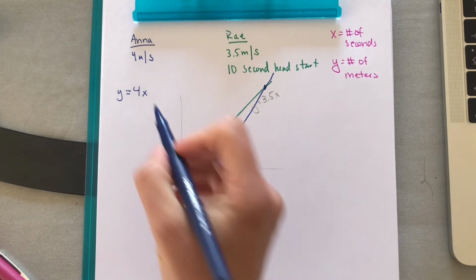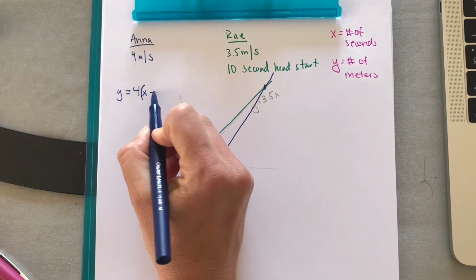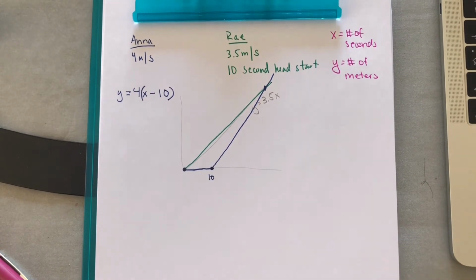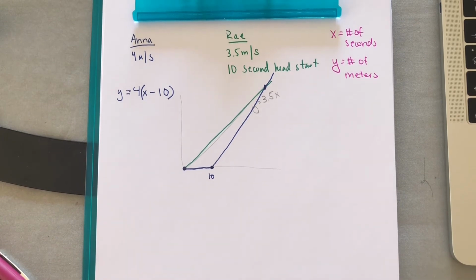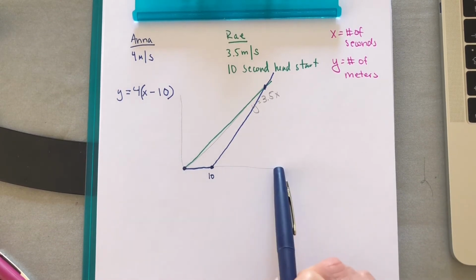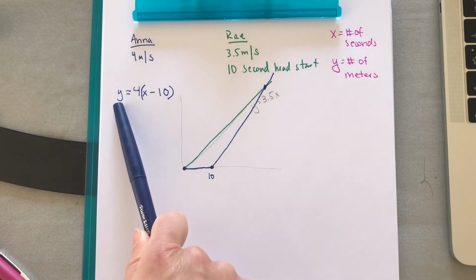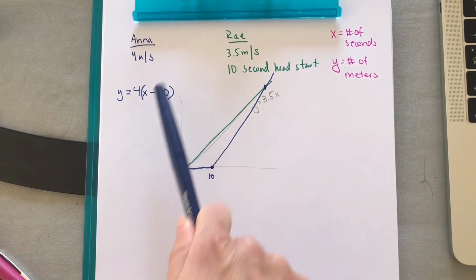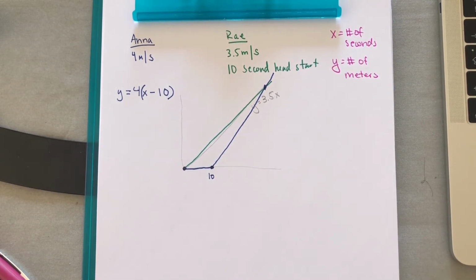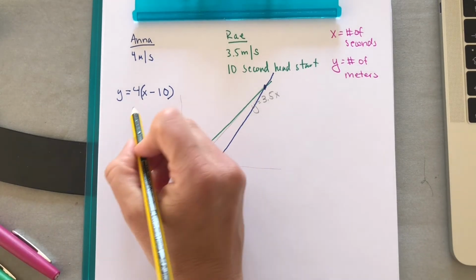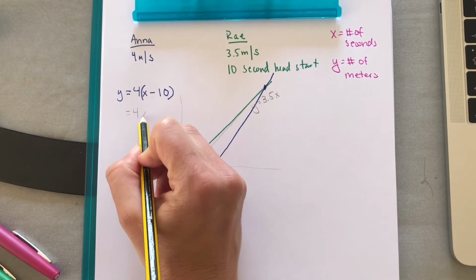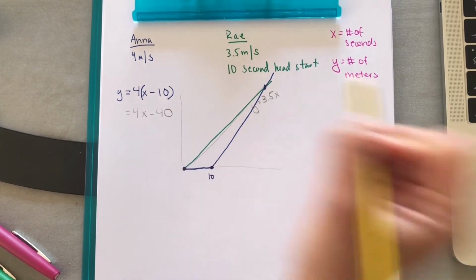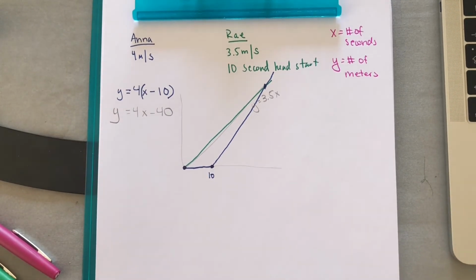So what we have to do is take that x value and subtract 10 to get to how long Anna has actually been running out of the time that the race has been going. So her equation would be y equals 4, and then in parentheses, x minus 10. Now I could distribute that and get y equals 4x minus 40, and I could graph either version.